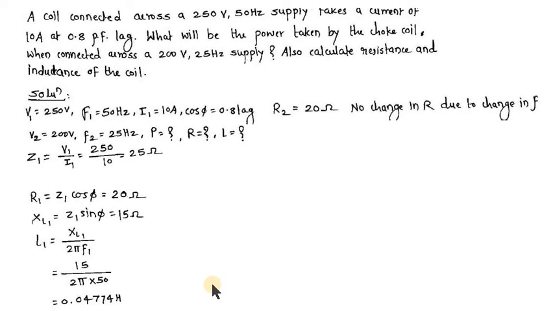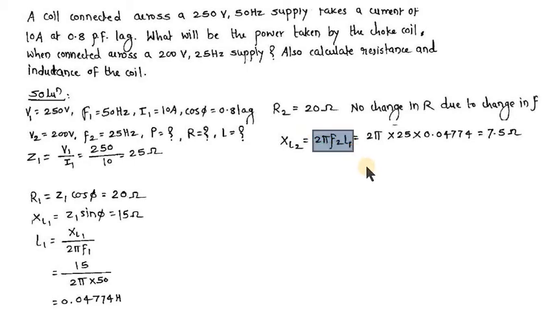So R2 will still remain, resistance will still remain 20 ohm when the coil is connected to the second kind of source, that is 200 volt 25 hertz. So instead of calling it R1, I am now calling it R2. Similarly, I will call XL as XL2 instead of XL1 in the second case. So in the second case, I would find out the value in this fashion.